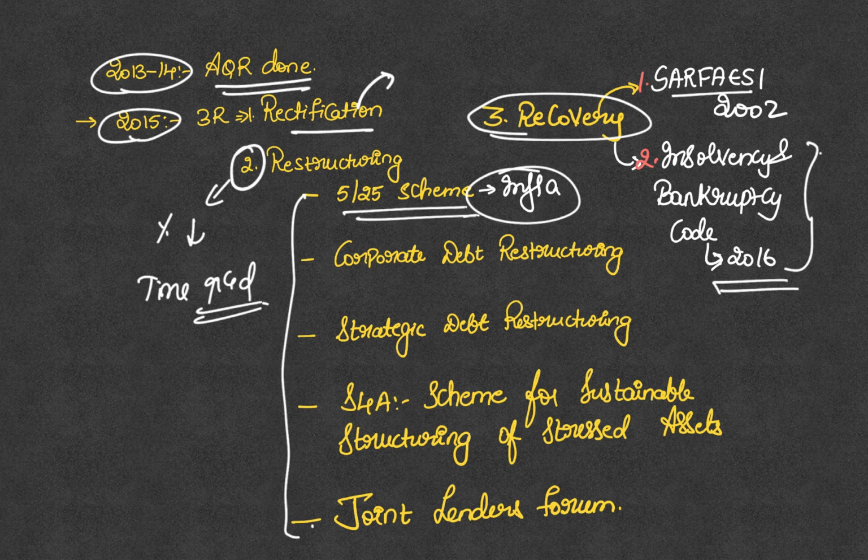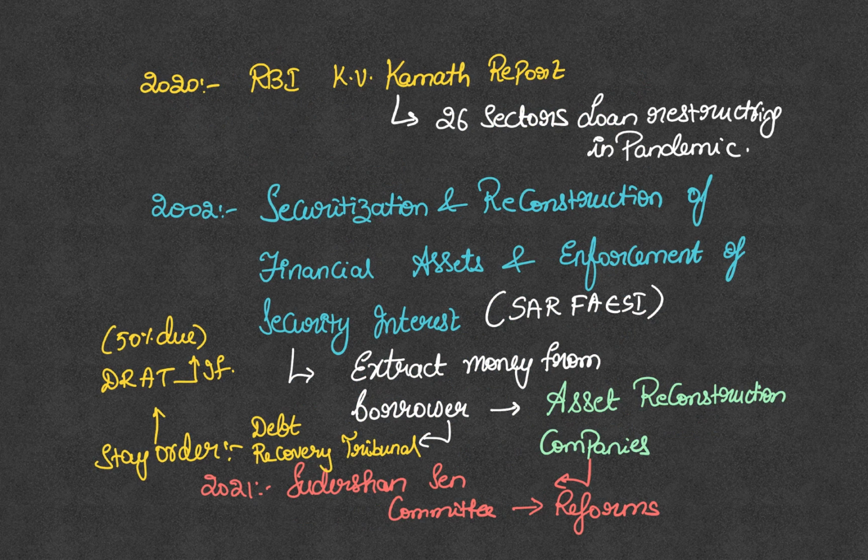Moving ahead, the pandemic struck us in 2020, and it is obvious that the cash flow would stop for a lot of companies, and it is in this context we have the KV Kamath report, which was talking about 26 sectors that were suffering because of the pandemic. The KV Kamath committee suggested restructuring the loans of companies in these 26 sectors. It is not important to remember these sectors. Just understand that the KV Kamath committee is about restructuring of loans in the pandemic time. It is important to remember the time period also.